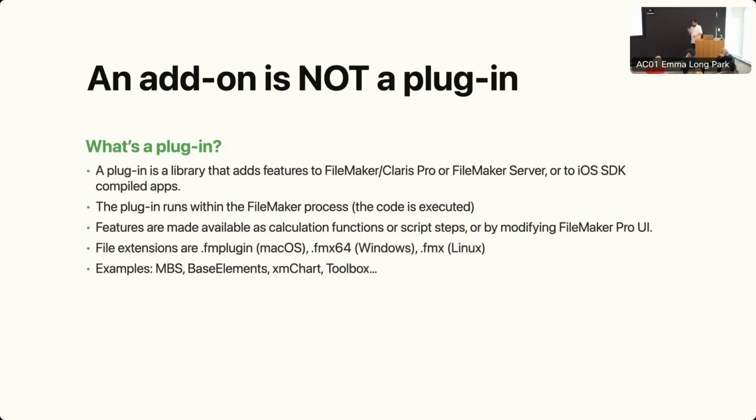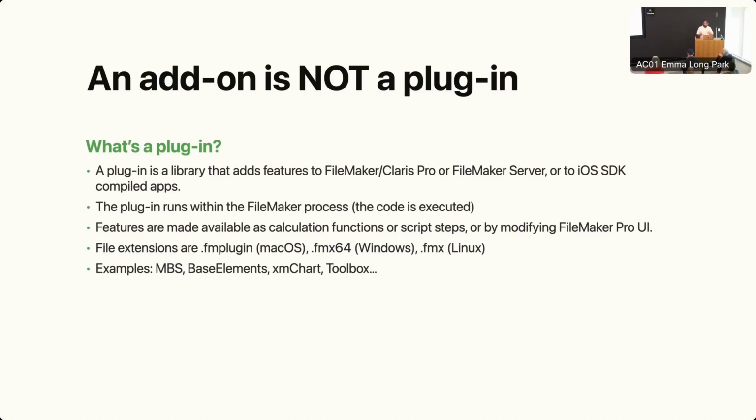So let's first remember what a plugin is. A plugin is basically a library that adds features to FileMaker Pro, Claris Pro, or FileMaker Server. It adds calculation functions or script steps, or it can modify the UI of the FileMaker application. Basically, it's an application, which means it is executed in the FileMaker process. The code of a plugin is compiled. It's real software. It raises a lot of concerns about security and about how it works in combination with FileMaker itself.